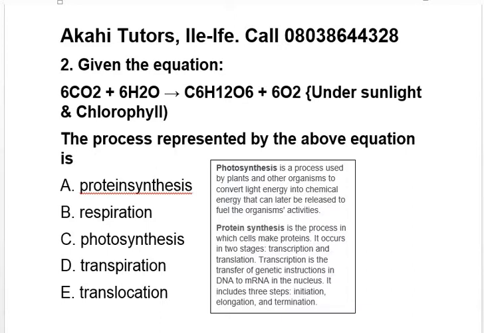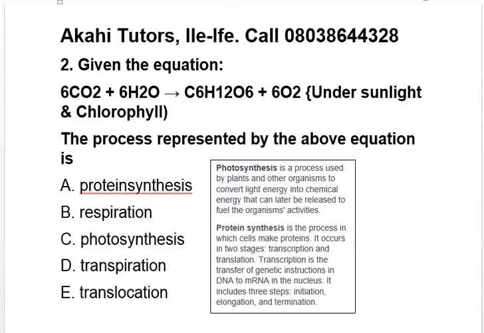Option B, respiration, is the process of taking in oxygen and taking out carbon dioxide, where a series of changes take place and glucose is broken down to release water and CO2. Option C, photosynthesis, is the process whereby an organism has the ability to manufacture its own food, that is, to synthesize its own food.